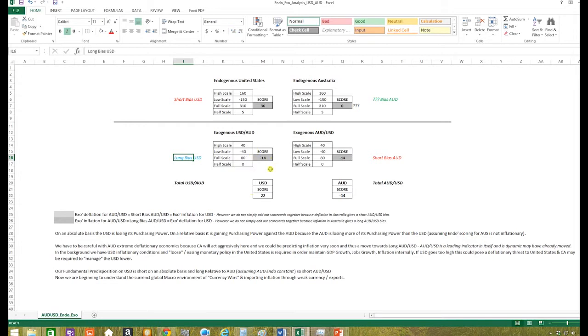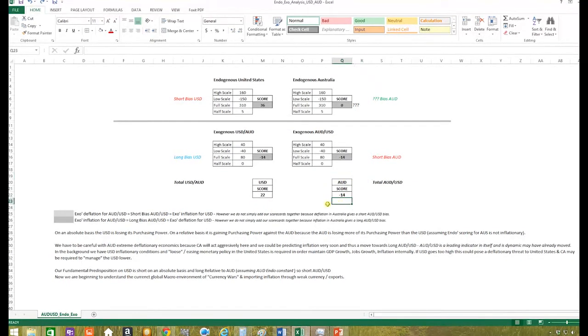And that doesn't mean that this is deflationary or inflationary for the United States. It just means it gives us a long bias that cancels out some or all of the short bias. So we have a positive score here and a negative score here. And that tells us to short Aussie dollar and be long US dollar against it. So short the Australian dollar, US dollar exchange rate.